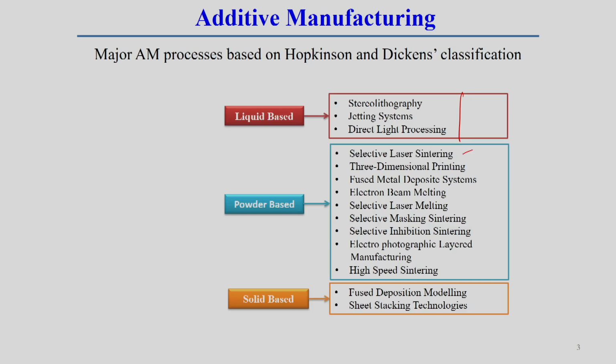Third is the solid base. Instead of using powder, in these cases we can use wire, and that wire is continuously fed. We can control the feed rate of the wire, and then the wire can be melted and deposited, such that one particular layer can be formed. This is the way the solid-based additive manufacturing processes have been developed. So, these are the basic classifications.